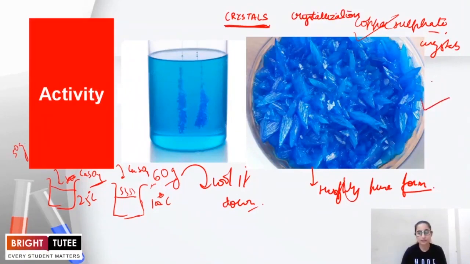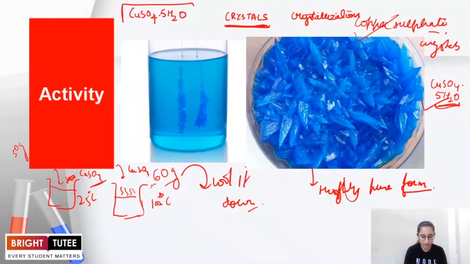The formula of these crystals is copper sulfate dot 5H2O. It has 5 water of crystallization present in it. This formula is basically CuSO4·5H2O. You will be learning in detail about it in the higher classes. So what is happening? We obtained crystals of copper sulfate.